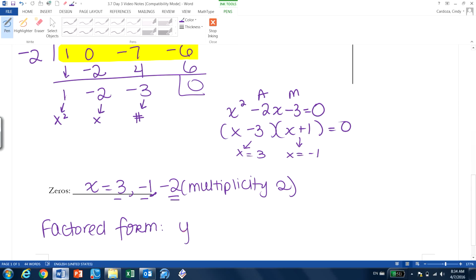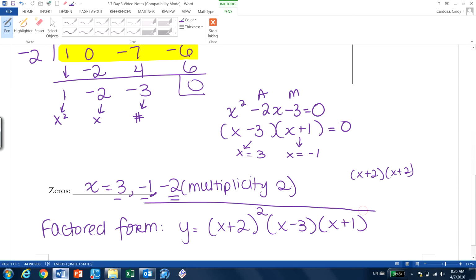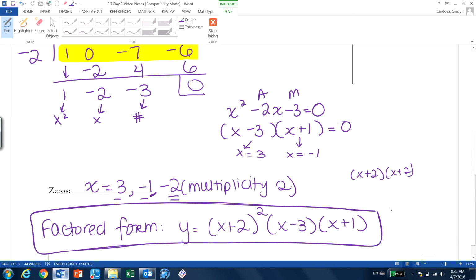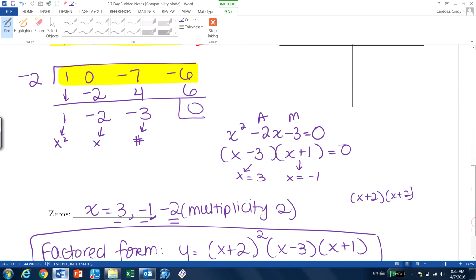So in factored form, I would write x plus 2 squared, multiplicity of 2. It's occurring twice. It's the same thing as writing x plus 2 times x plus 2. x minus 3 and x plus 1. So there's my factored form. And now let's graph it. If I were you, I would pause the video and graph it on your own.